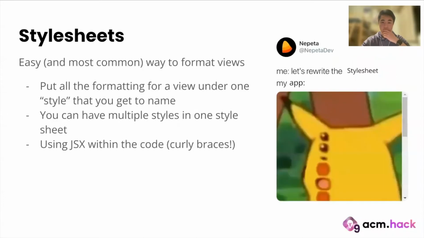Okay, so the way we can do this is with something called style sheets. In React Native, a style sheet is the most common and easy way to format views. It does this by putting all the formatting for a view under one style that you get to name. So what exactly does this mean?